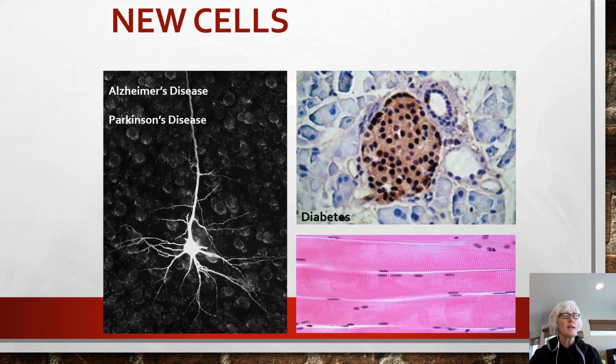Alternatively, if we can create pancreatic cells, it's possible that we can treat or possibly cure diabetes. These pancreatic cells, remember, are responsible for producing insulin. People with type 1 diabetes are incapable of producing their own insulin. And if we give those individuals stem cells, pancreatic stem cells, it's possible that they would be able to create their own insulin.